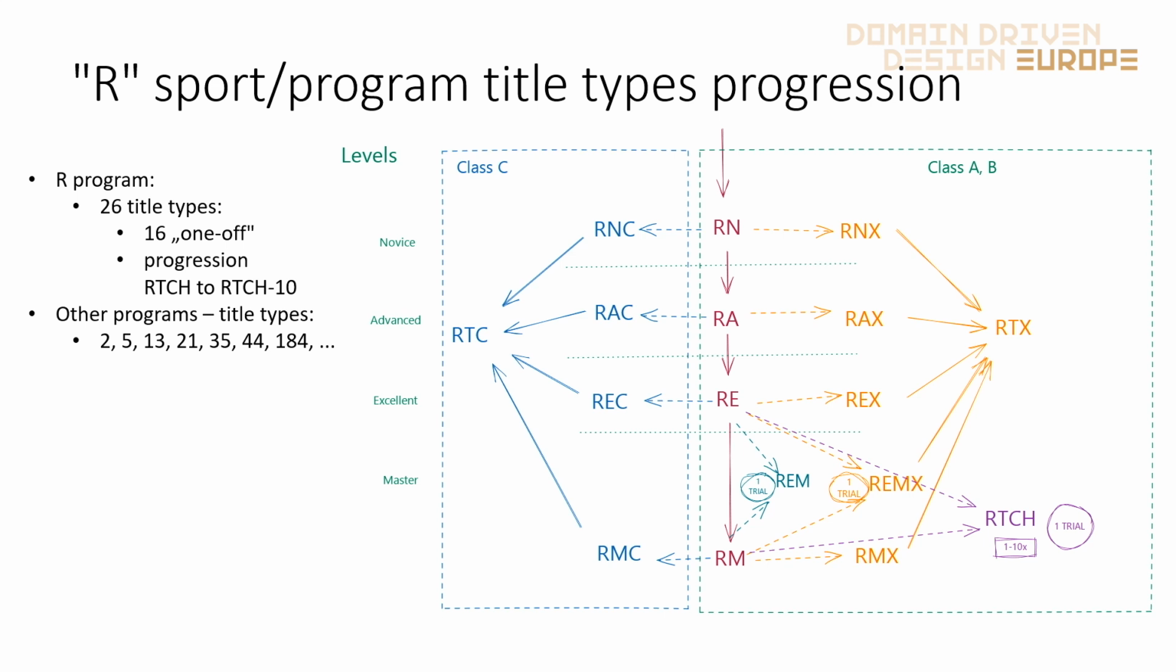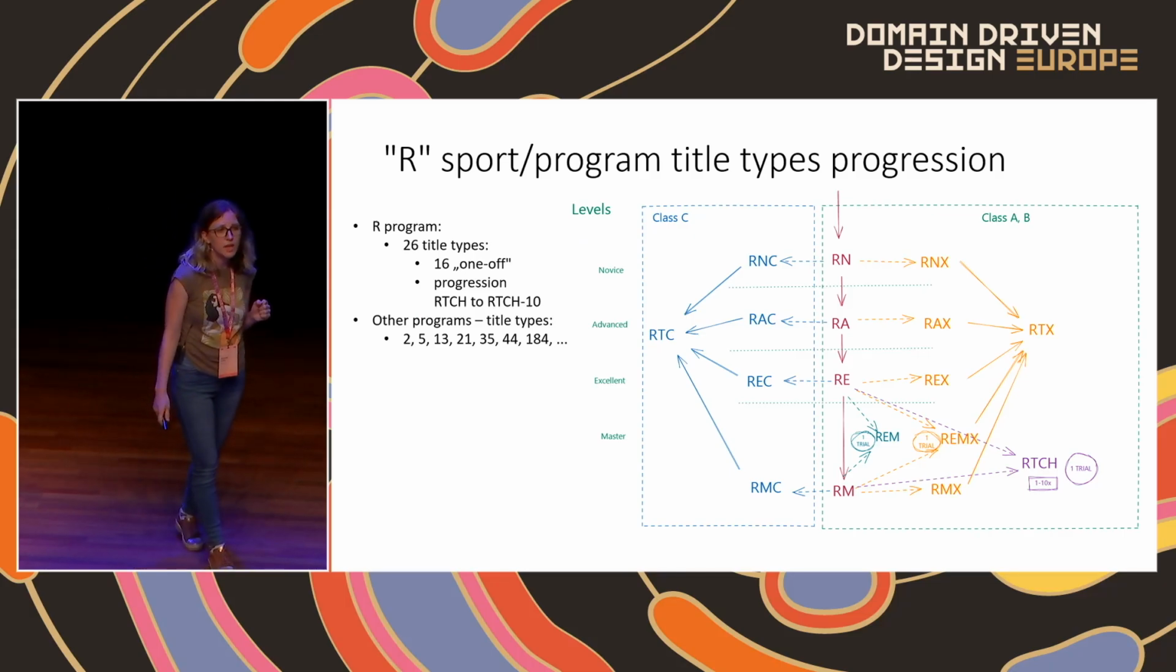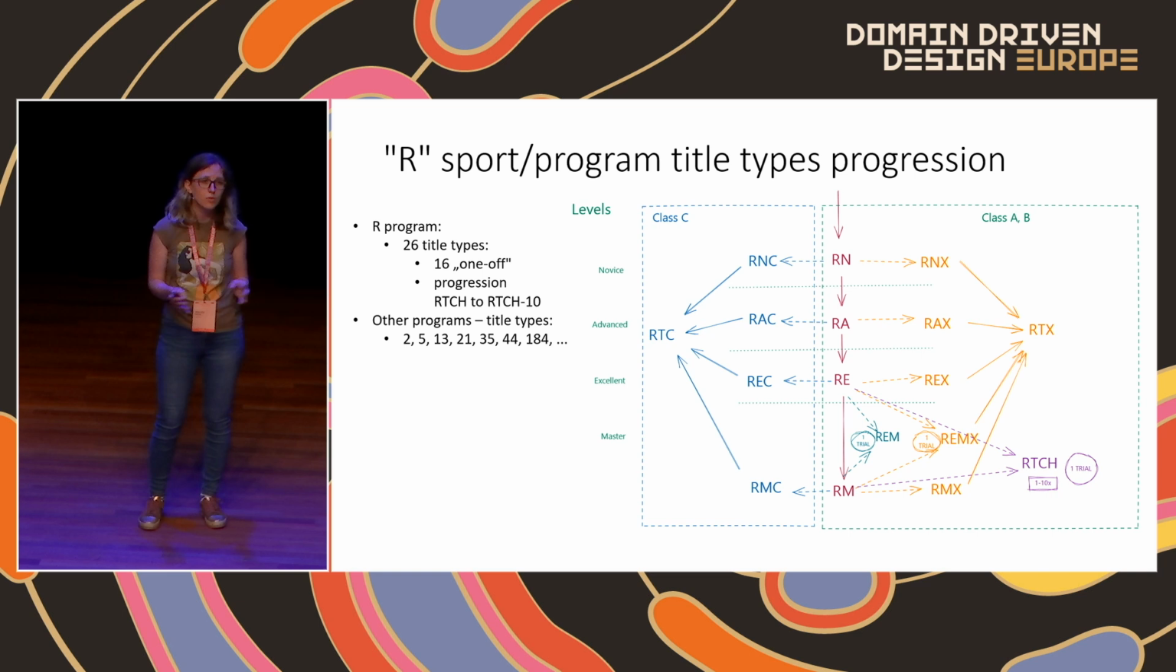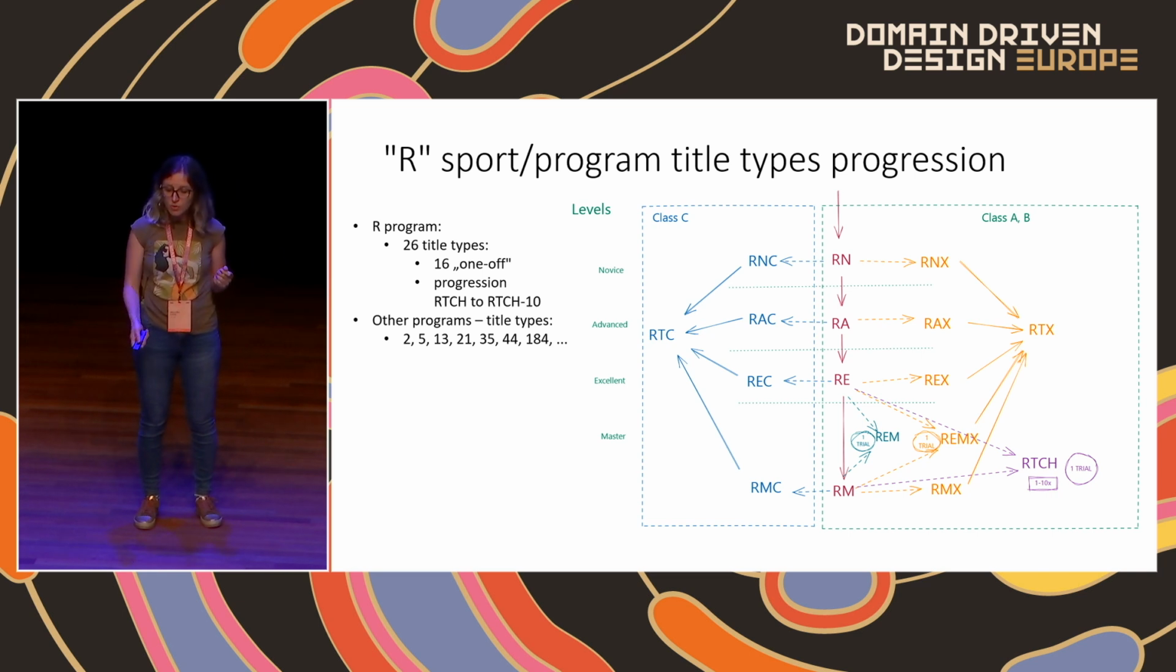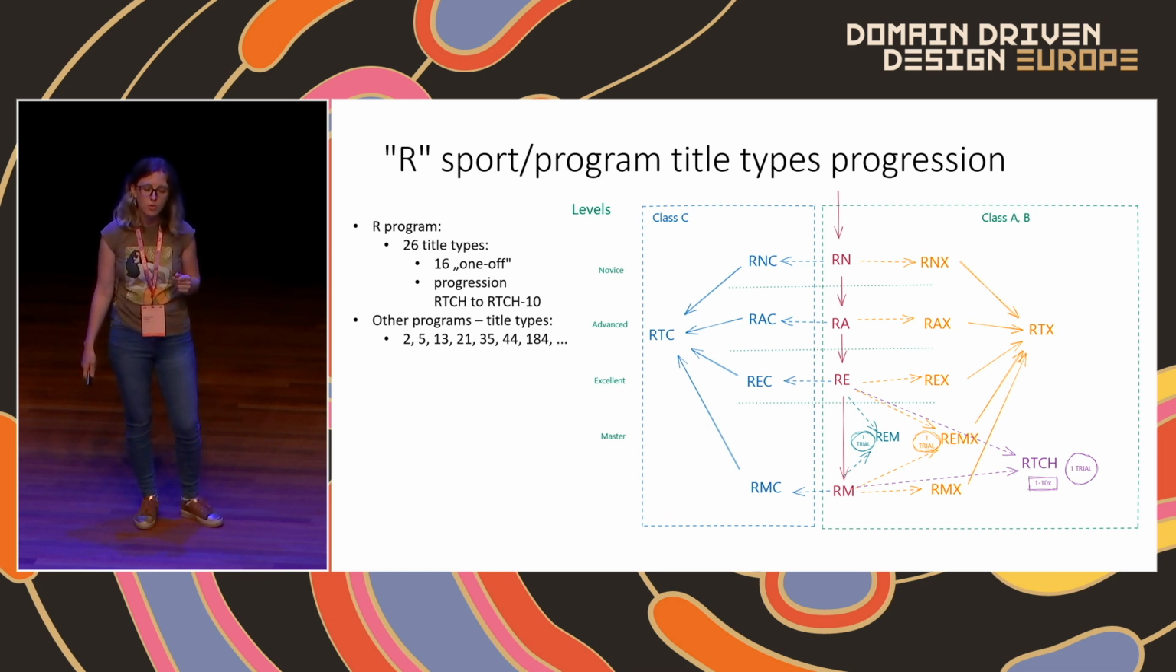And here you can see a title progression for one of those programs. Let's call it R. And from the development perspective, this is a medium complexity program because it has 26 titles. Some others have 2 to 184, so a pretty wide range. And also the rules for awarding titles are kind of complicated, but it's not the hardest program to implement. And most of the titles are one-off, but you also have a concept of progression, which means you can be awarded the same title over and over by fulfilling the same criteria multiple times.